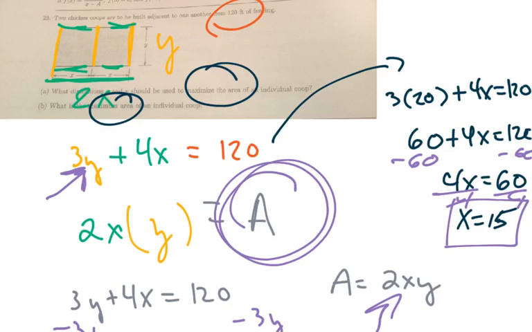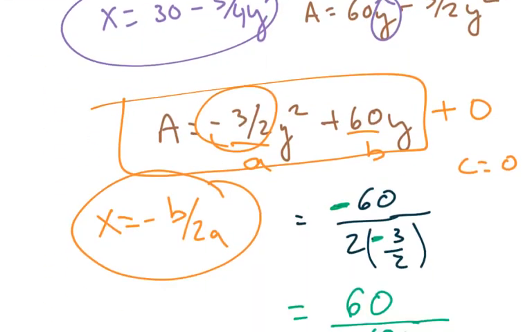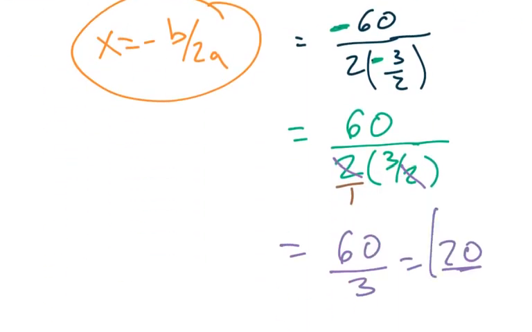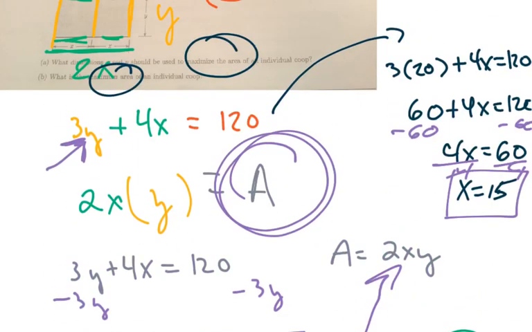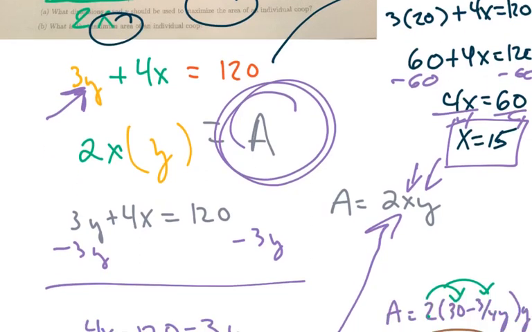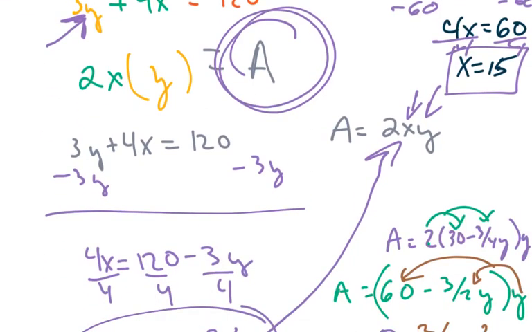Why did I need 15? Well, I need my x value to be 15 and my y value to be 20, because with those two values, I can plug them in here and find the area. So let's do that in brown. The maximization of the area is 2 times 15 times 20, which is going to be 2 times 15 is 30. 30 times 20 is 600. And that is my max area.